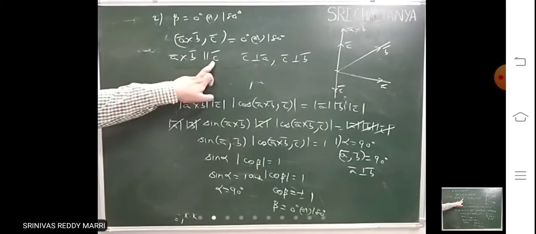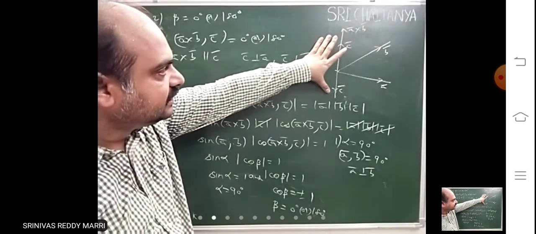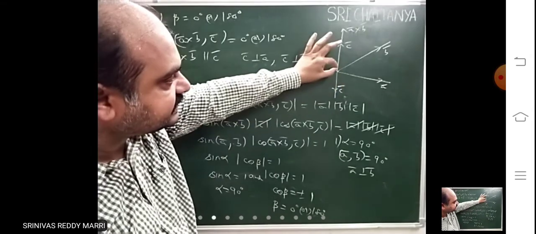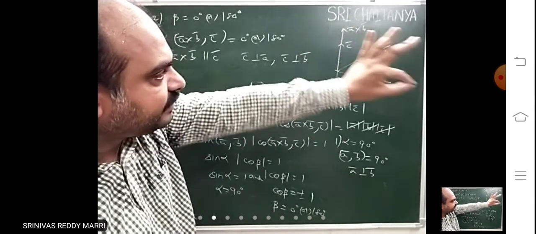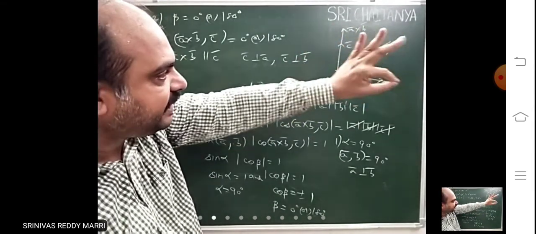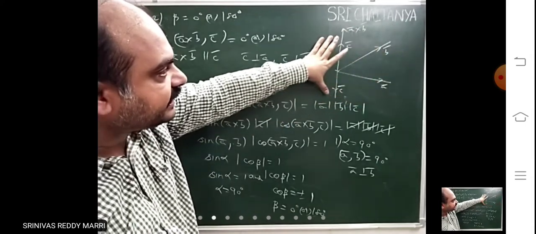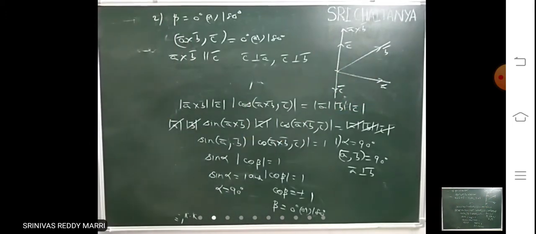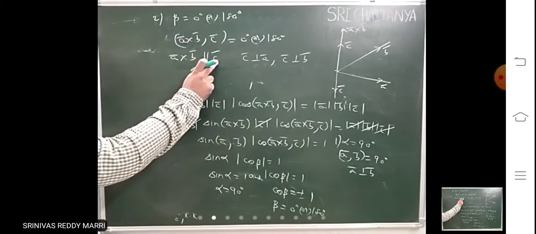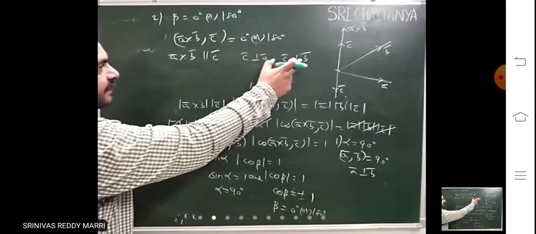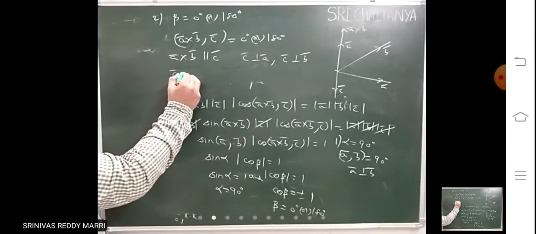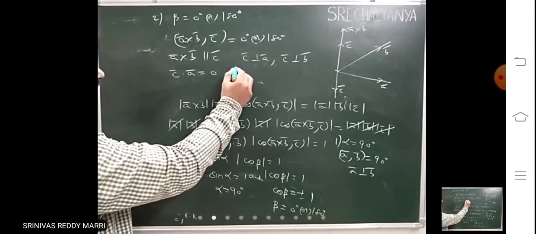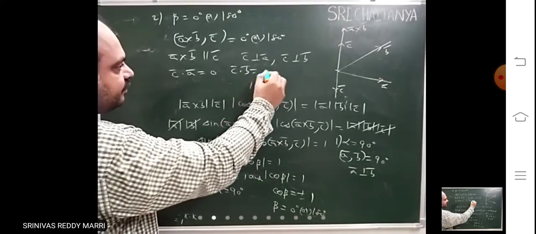Okay, A cross B and C bar parallel means C bar can be like this or C bar can be like this. That means along the normal C bar will be, that means it will be perpendicular to the plane. Any vector collinear with A cross B will be perpendicular to both A bar and B bar. That means this vector C bar will be perpendicular to A bar and perpendicular to B bar. That means C dot A equal to 0, C dot B equal to 0.